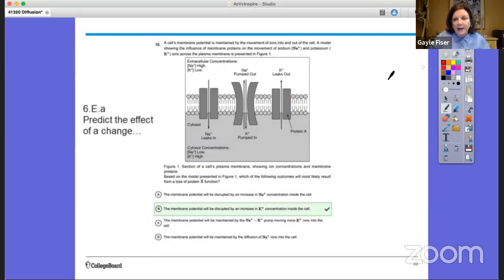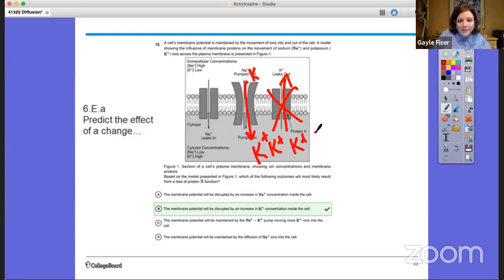All right, so let's take out protein X. So what can't happen now? K is not going to be able to leak out. So it's going to be still in here. This pump only has to do with sodium, and this pump is going to pump potassium back in. So this is going to be disrupted because of increased K inside of the cell.